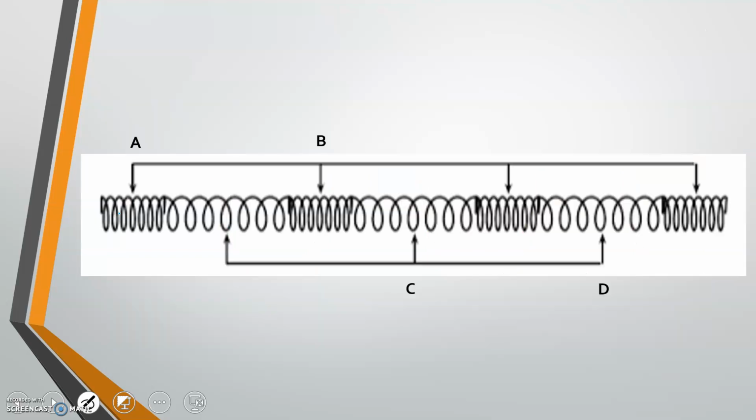All right. First, think about what type of wave this is. Then think about what A, B, C, and D represent. Pause.